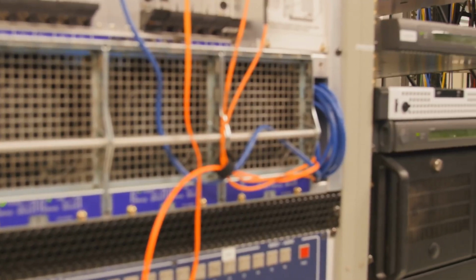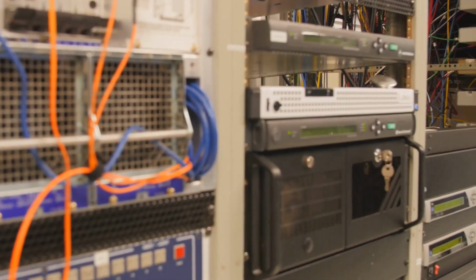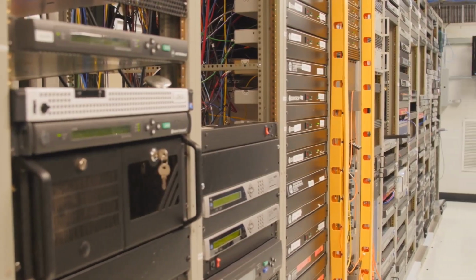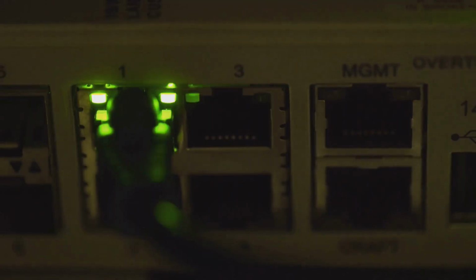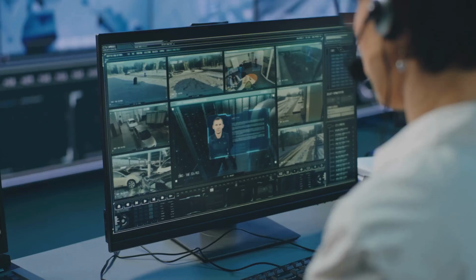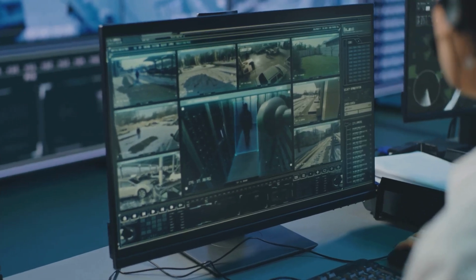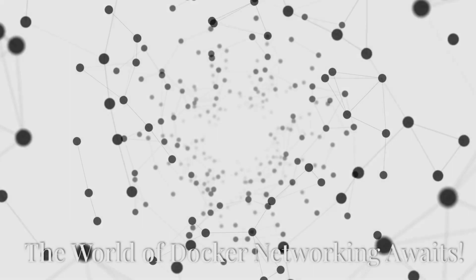This is particularly useful when you need to integrate your containers with existing network infrastructure, such as hardware load balancers or firewalls. Instead of relying on Docker's network address translation, NAT, MACVLAN assigns each container a unique MAC address on the physical network. This direct connection improves network performance and simplifies integration with existing network management tools.